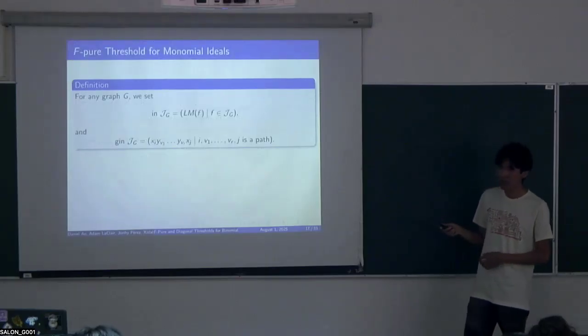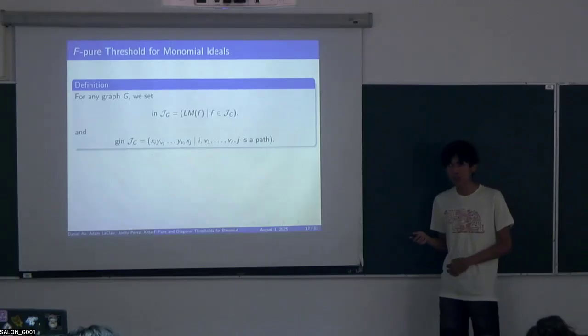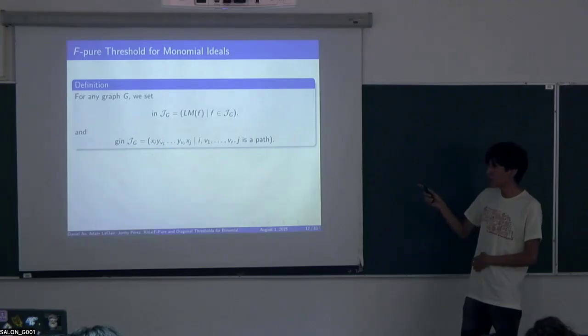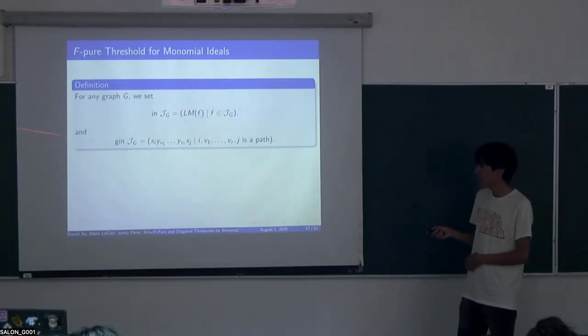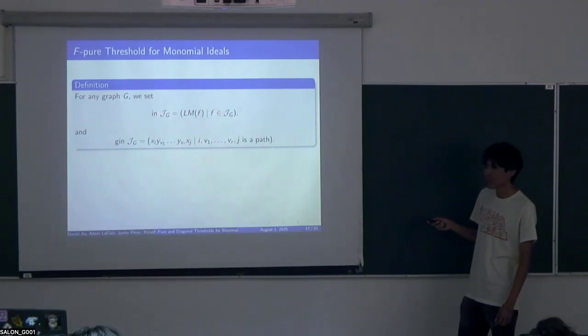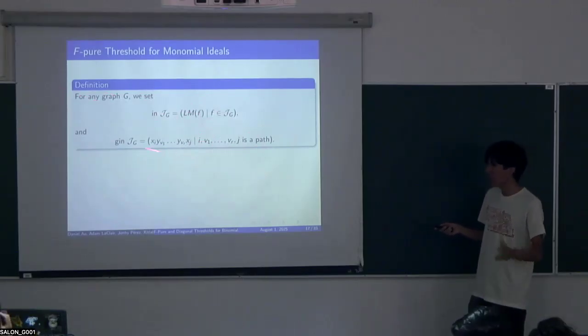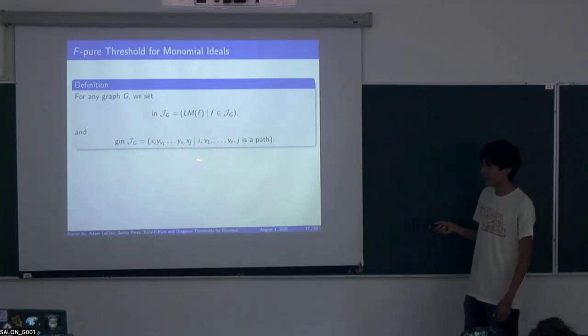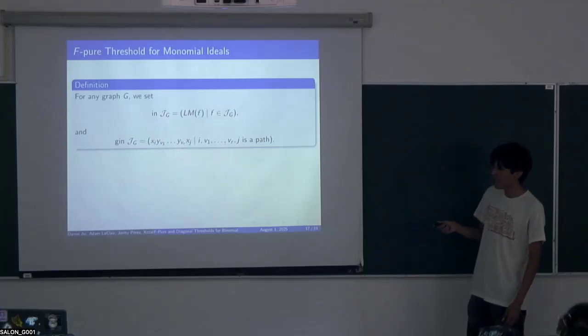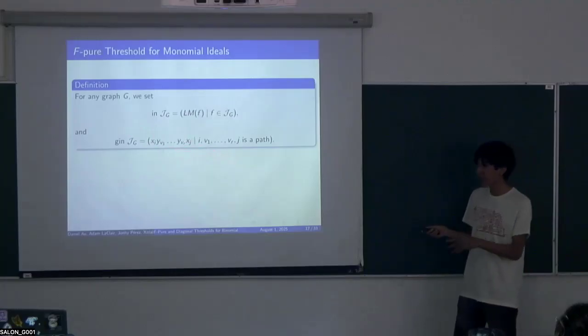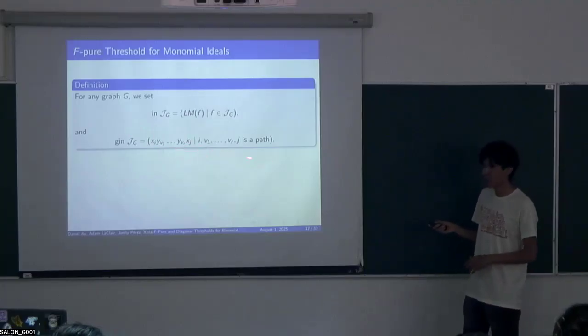Another approach that we took is trying to compute the pure threshold for some monomial ideals related to the binomial edge ideal. So we're going to define these two. First, the initial ideal is generated by all the leading monomials of polynomials in the binomial edge ideal, and here we are taking the lexicographic diagonal order. And we also have the generic initial ideal. For this, it is only relevant that it is generated by monomials of the form x_i, x_j, and a bunch of y variables, where this is a path in the graph.